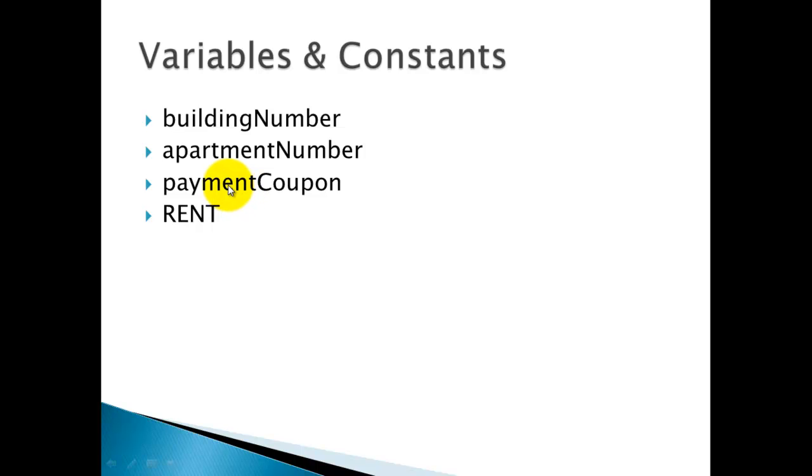You might want to have a constant or constants that hold the data that's going to be printed on the coupons. The data other than the building number, apartment number, payment number, or month number. Those will be printed on the coupon, but they'll be printed based on the value in the variable through each iteration of the loop.